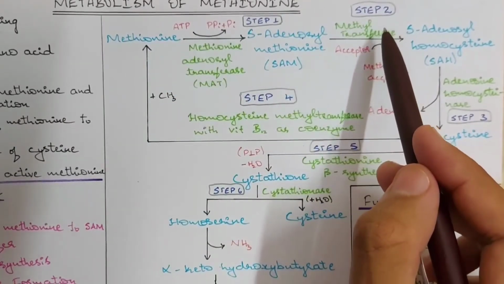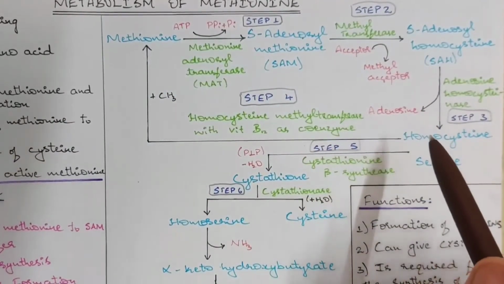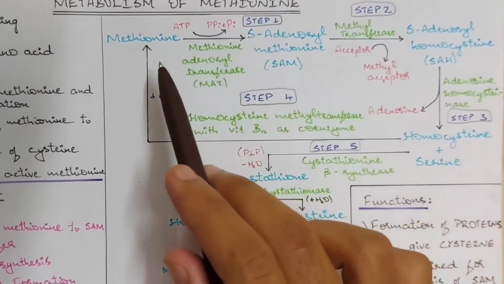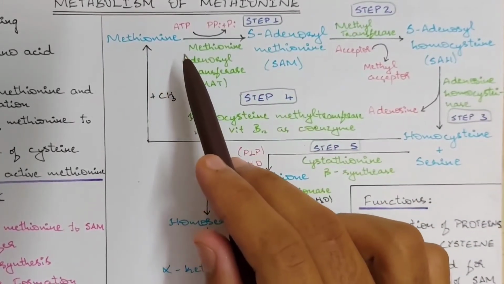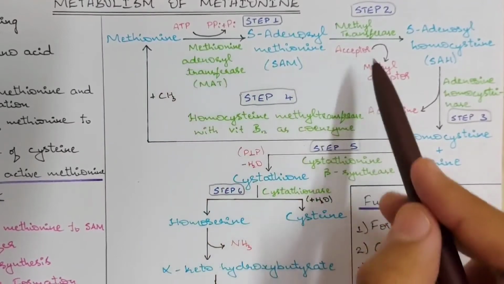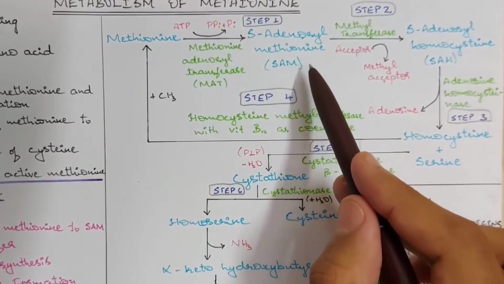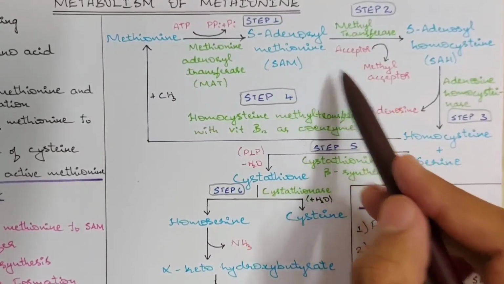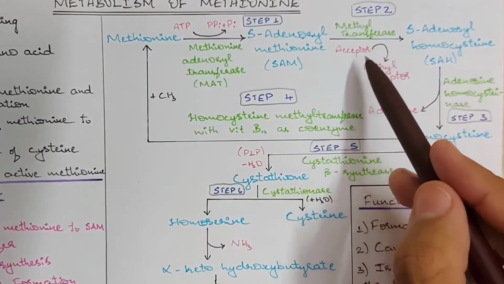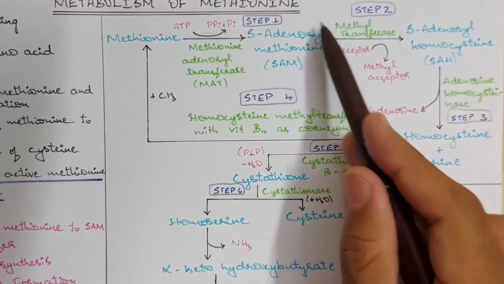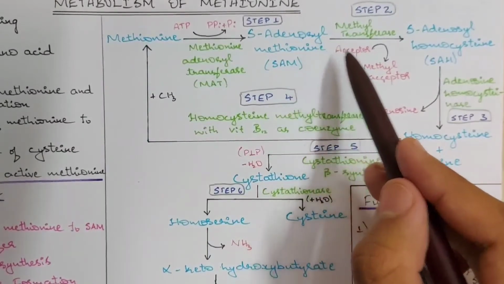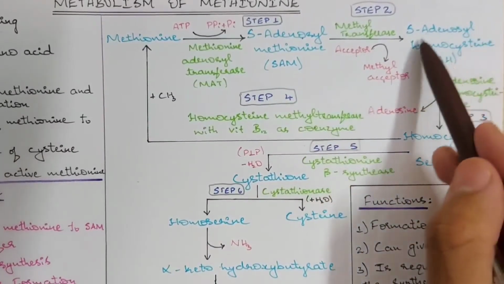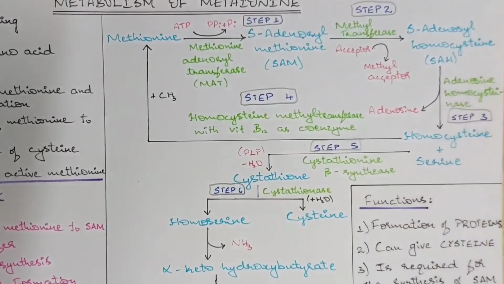Step 2. Methyl transfer. In methionine, the thioether linkage is very stable, whereas in SAM, due to the presence of a high energy bond, the methyl group is labile and may be transferred easily to the acceptors. So, the methyl group is transferred from S-adenosyl methionine to the acceptor, and hence it forms S-adenosyl homocysteine.